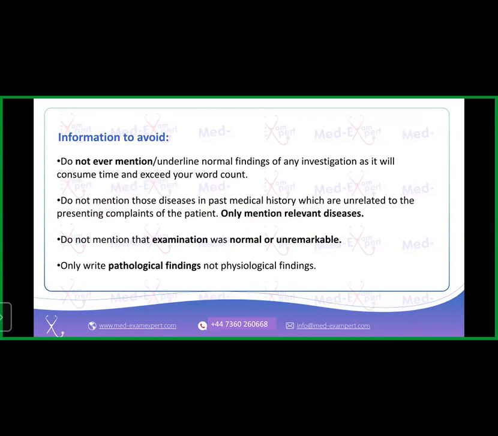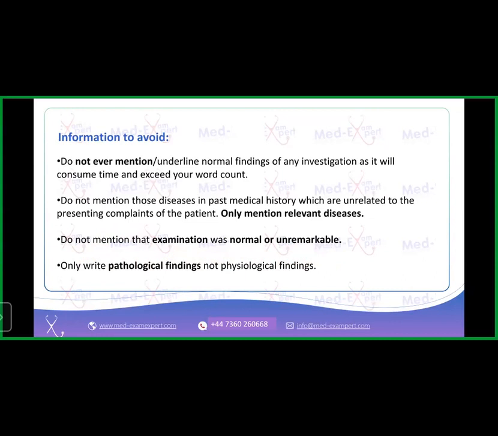Okay. So you may think that those diseases are also worth mentioning. But if you mention all those diseases, you will be exceeding the word count, and when you exceed the word count, you are not going to score well. So do not mention that examination was normal or unremarkable. So basically, all I am telling you is that you only have to see the positive findings.